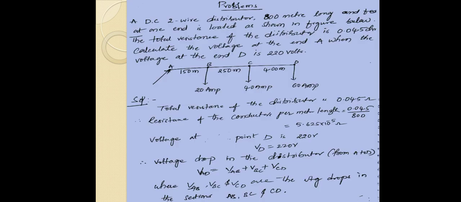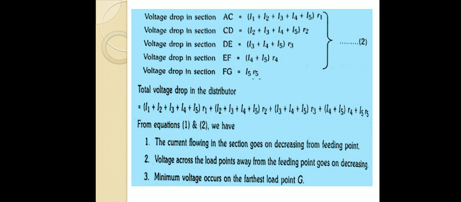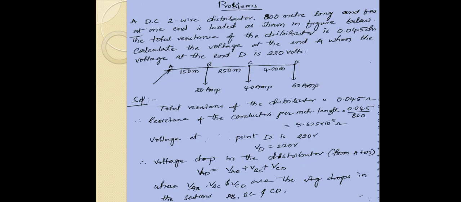Next, problems on distributor fed at one end. So, first problem is: a DC distributor, 2-wire distributor, 800 meters long and fed at one end, is loaded as shown in the figure below. The total resistance of the distributor is 0.045 ohm. Calculate the voltage at the end A when the voltage at the end D is 220 volts.